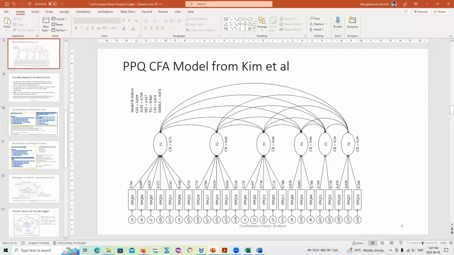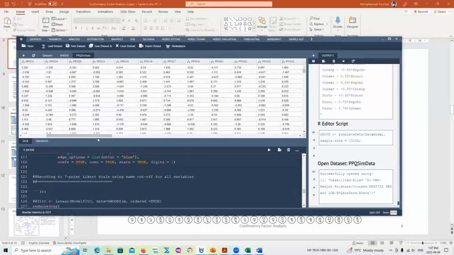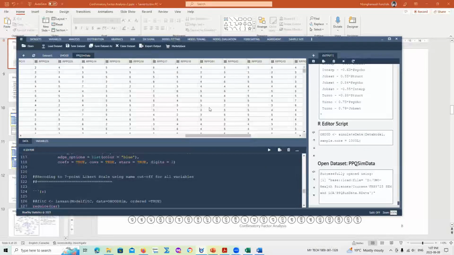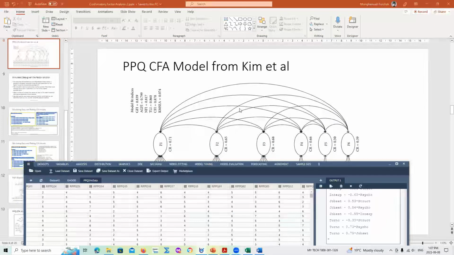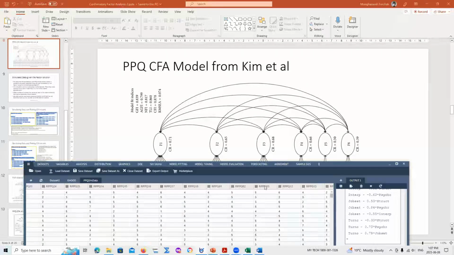In your data set, you've collected this set of variables, and you want to test whether it's true. That's the question you're asking, isn't it? You collect your data like this, and you want to examine whether your factor solution for this data set is like this, whether these variables can be fit into this model. Is that a valid model? Exactly. That's what confirmatory factor analysis is doing.